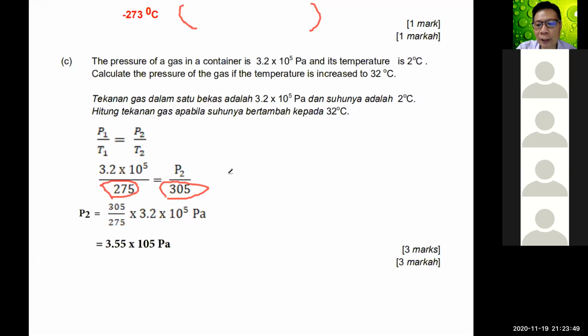How to change to Kelvin? Chiu Tong, how to change to Kelvin? Plus 273. Yes, correct. 2 plus 273, so you get 275. 32 plus 273, you get 305. Okay, so you calculate, you get this answer.